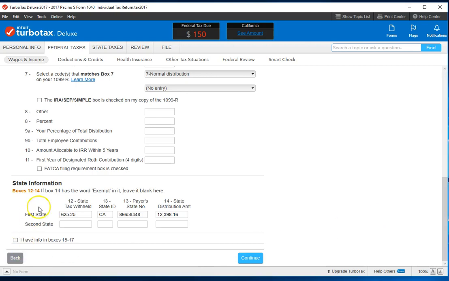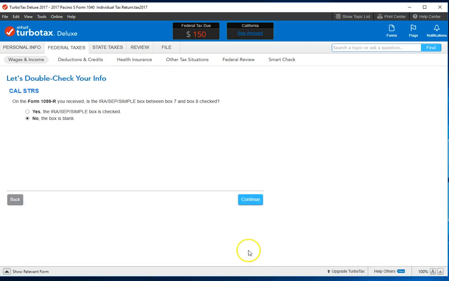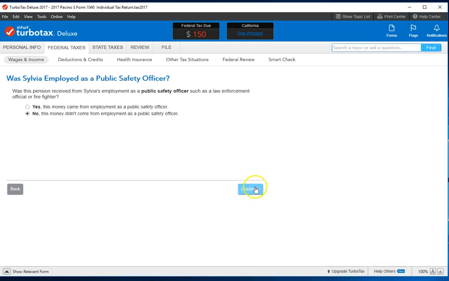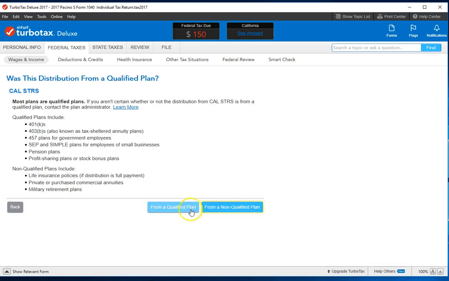Okay, I fixed the state tax withheld. I had the wrong amount in there, so just wanted to correct that. And we're ready to go forward. Same questions that we had with Sylvester. These are in your handout.